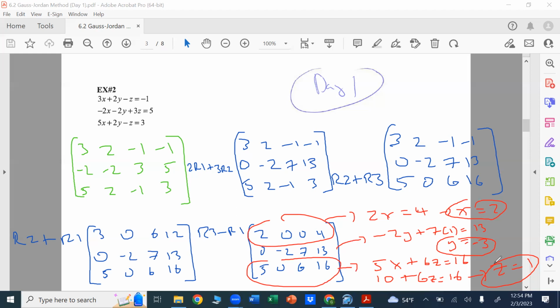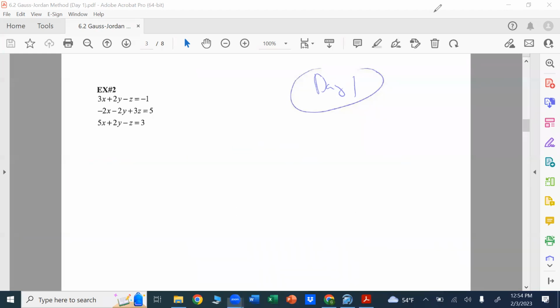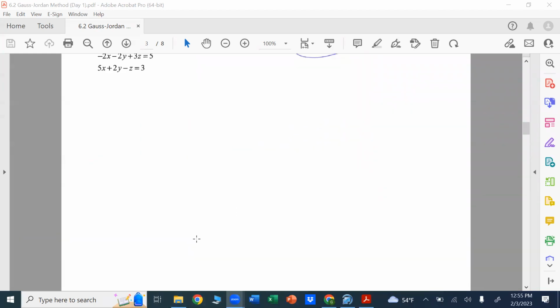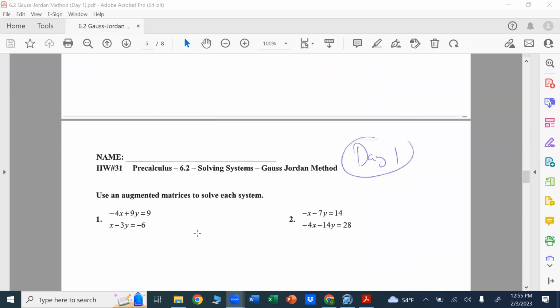At this point, I know 2x equals 4, so x is 2. I substituted and solved for z, because z is 1. Then substitute for z, solve for y, and I got the answer. It worked out. Okay, let's try it one more time. You guys tell me what to do, then we'll do some practice, or you'll do the homework, I suppose.